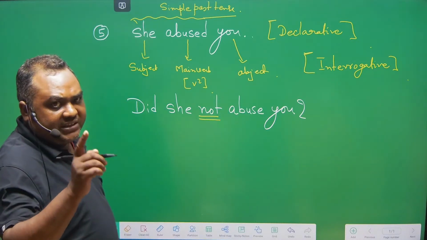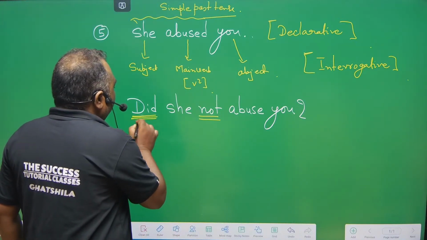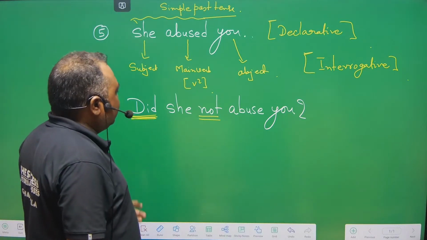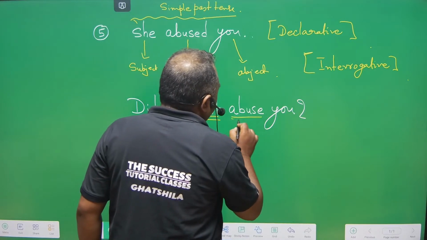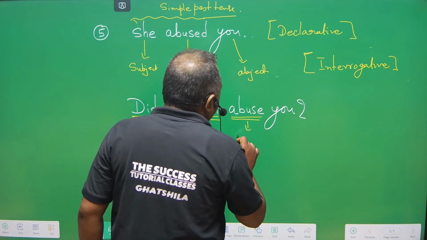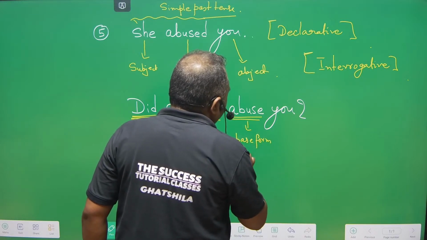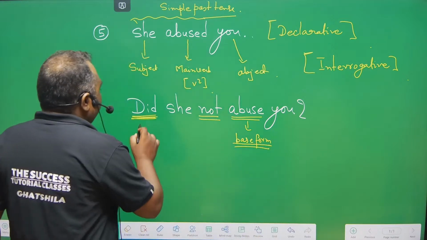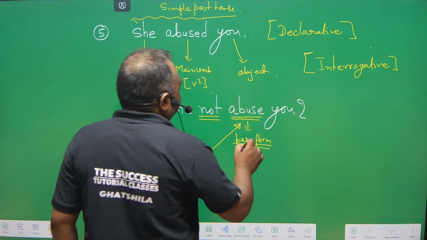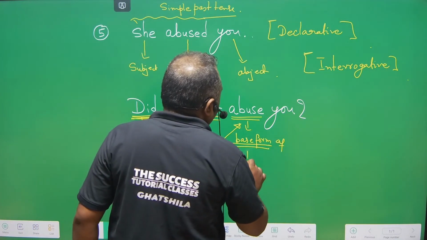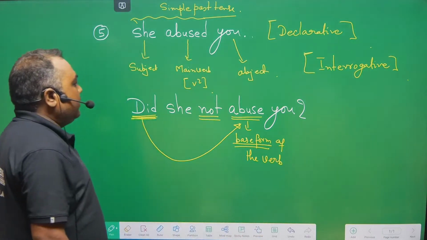And remember one thing, student, whenever you use did in the sentence, afterwards, whenever you use a main verb, then this main verb must be in the base form. Remember one thing, after did, you always use the base form of the verb.